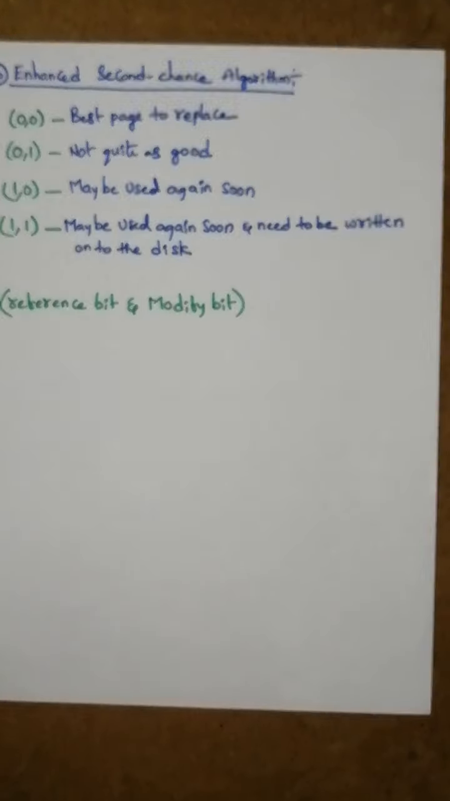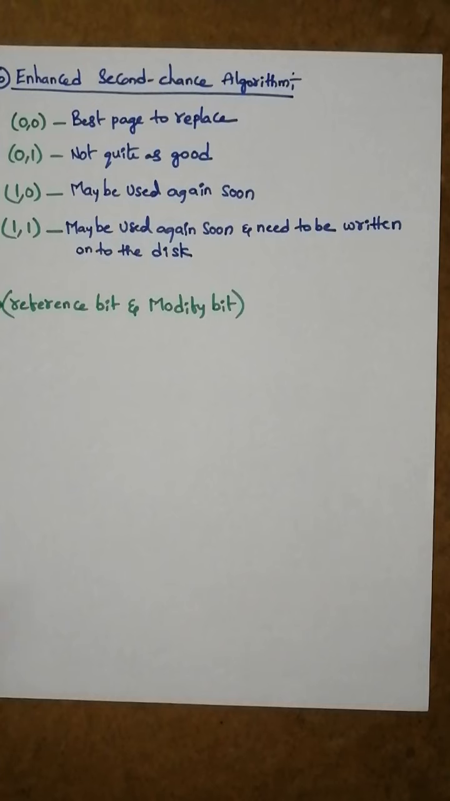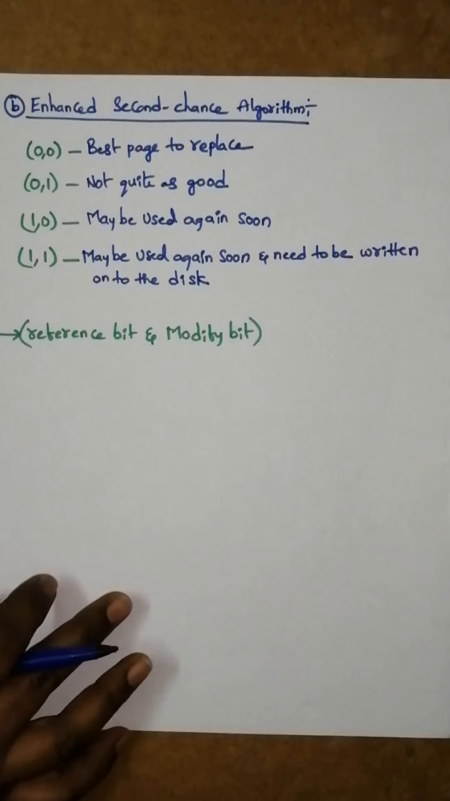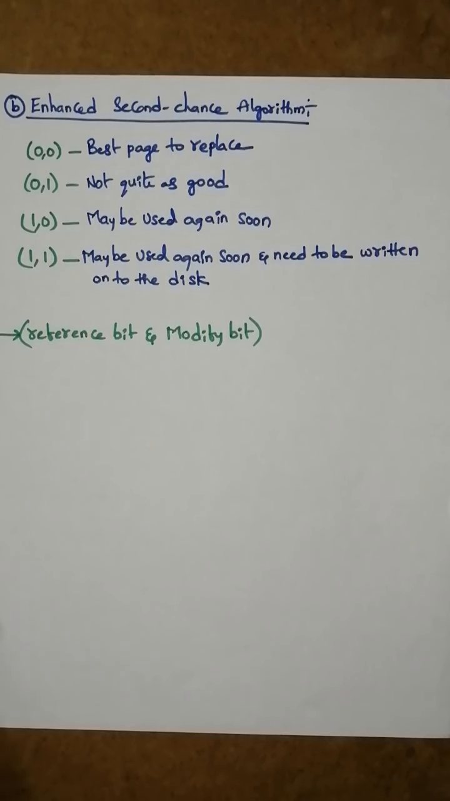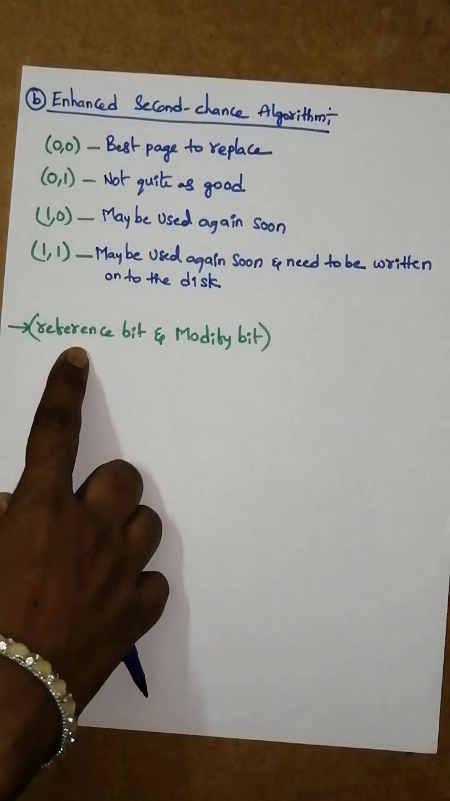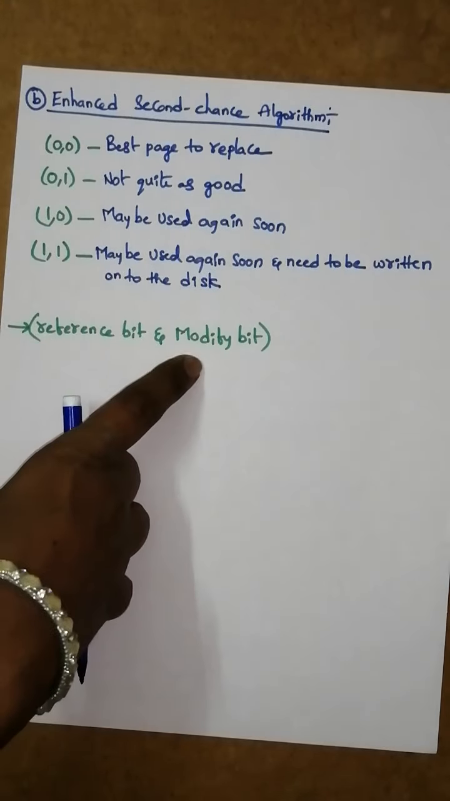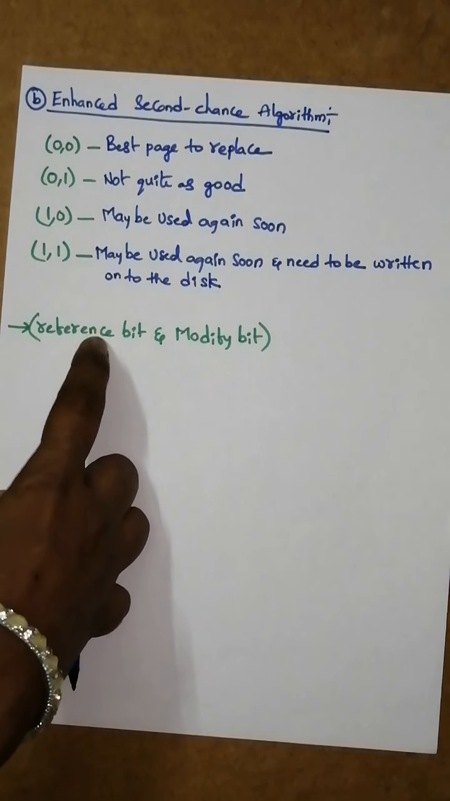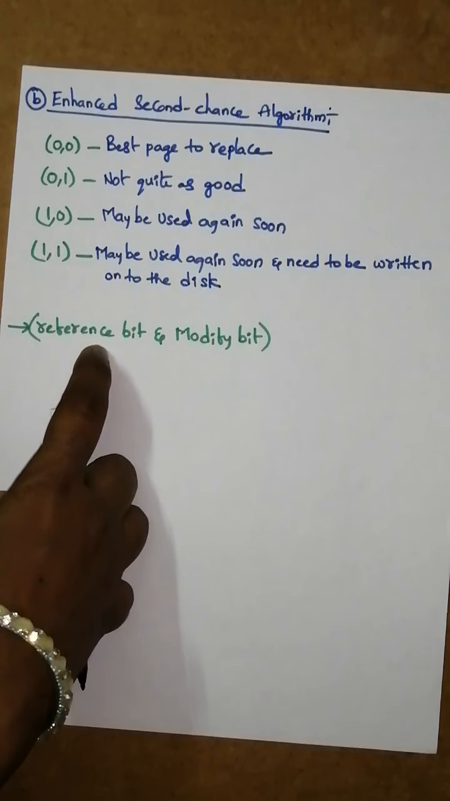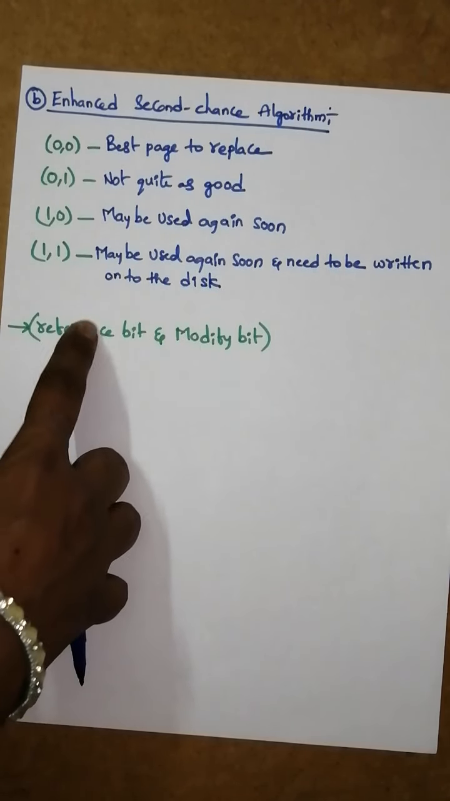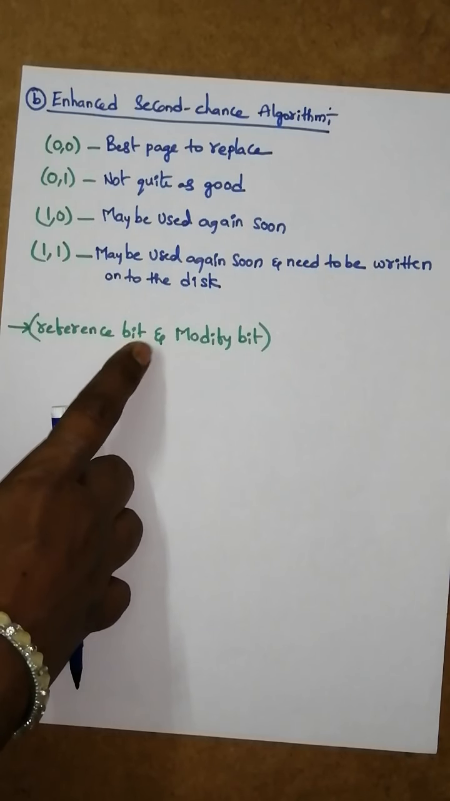Now let's see the second LRU approximation algorithm. That is called the enhanced second chance algorithm. Now what does the enhanced second chance algorithm mean? It is the same as our second chance algorithm, but here it will maintain 2 bits for each page, where one bit is called the reference bit, and the other bit is called the modify bit. Using these two values as a pair, it will assign the values to each page, and based on these two values of each page, it will decide which page is to be replaced by the new one.